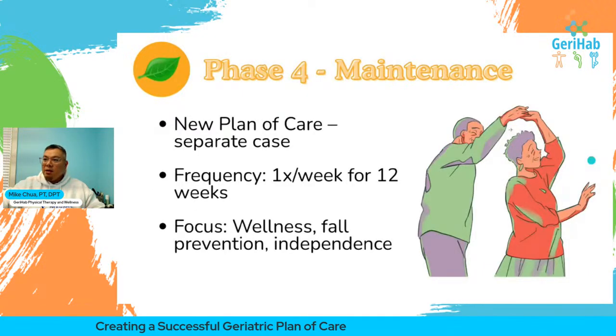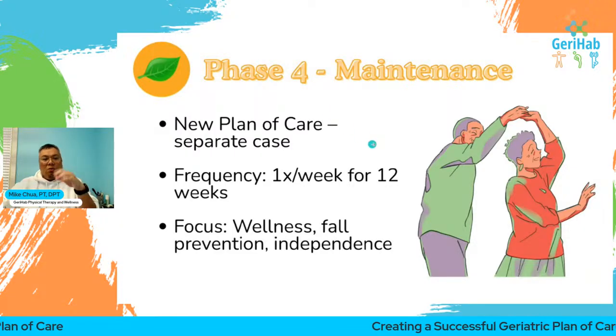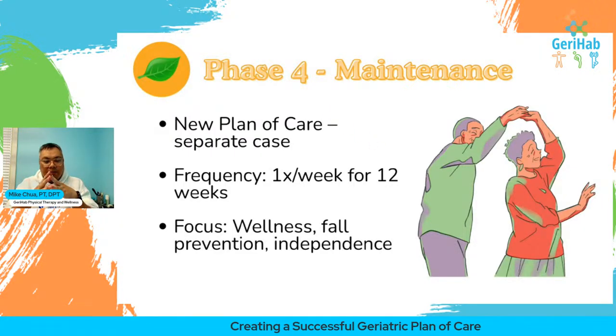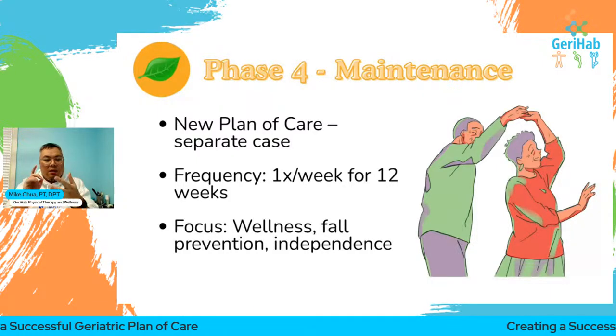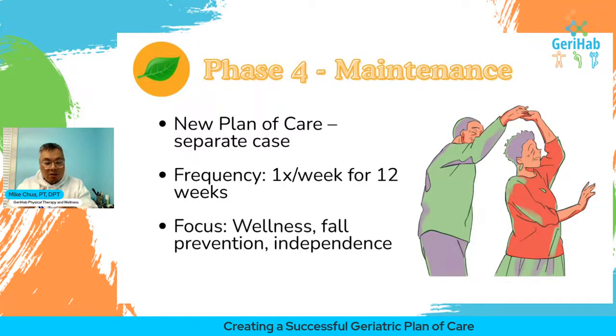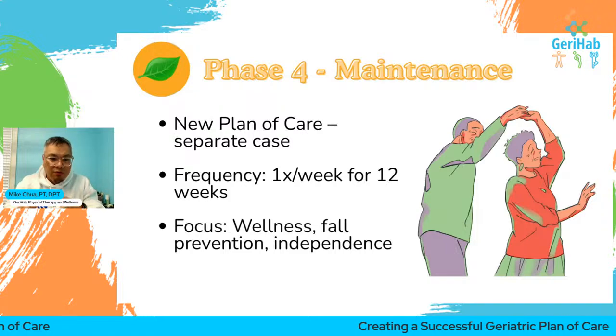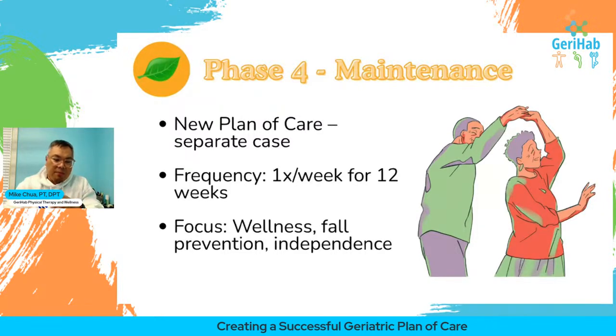So again, phase four is the maintenance plan of care. Once you have reached the goals for your pain management, the strengthening, and then the balance phase, we discharge that. If they reach their full functional potential, you create a new case under a maintenance program, and your goals will be a maintenance goal. So instead of saying, patient will improve bilateral lower extremity MMT, that's the restorative goal: the pain, strengthening, and balance, right?